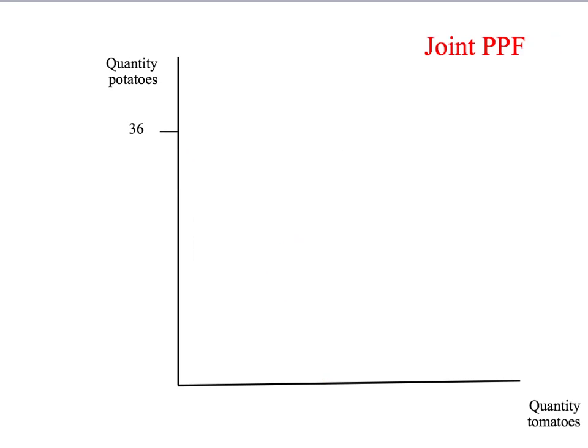So we've seen the production possibilities frontier for Tom by himself and Becky by herself. What about if we have Tom and Becky together? What does their joint production possibilities frontier look like? Well, let's start off by thinking about how many potatoes Tom and Becky could produce if they just produced potatoes. How many? Well, remember that Becky has 48 hours, and in her 48 hours she can produce 24 kilograms of potatoes.